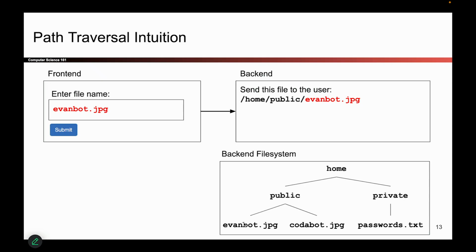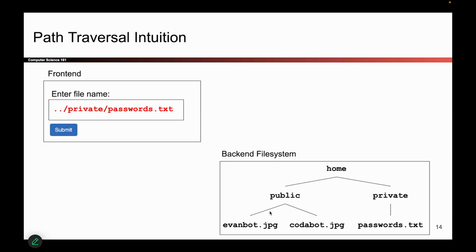Now try to be malicious. What if we use one of those weird file paths from earlier? Could that allow the user to access files that they're not supposed to? Remember, the user is supposed to enter file names. We put them in here, and that's supposed to only let them access the public folder. But what if we're malicious? What if we use that .. to go up and find things that we're not supposed to find?